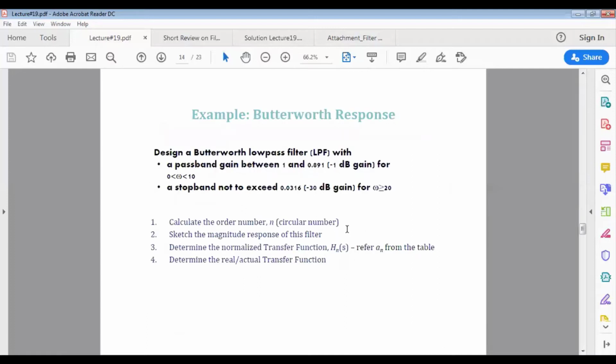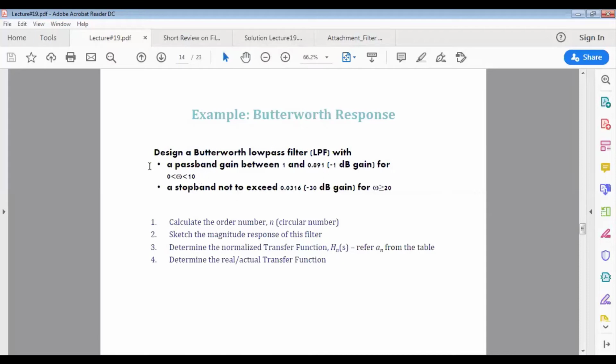This is the actual example on the Butterworth response, where we need to design a Butterworth low pass filter with the following specification. We are given the pass band gain between 1 and 0.891. This is not in dB, this is in linear scale, so we have to change it into a dB value. 20 log of 0.891 shall be equal to negative 1 dB for omega between 0 and 10. This will be your passband gain, so your passband frequency omega P shall be equal to 10.